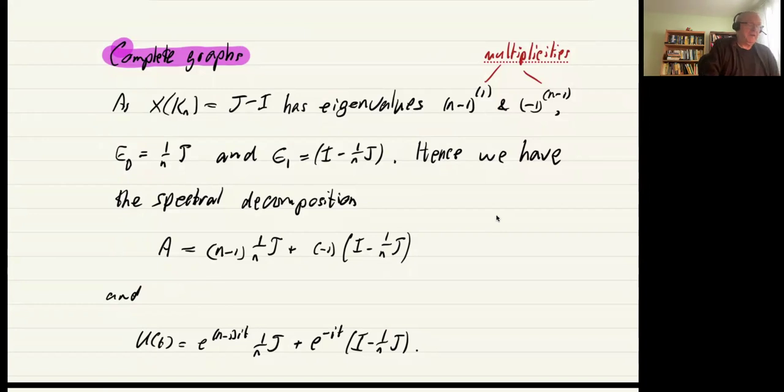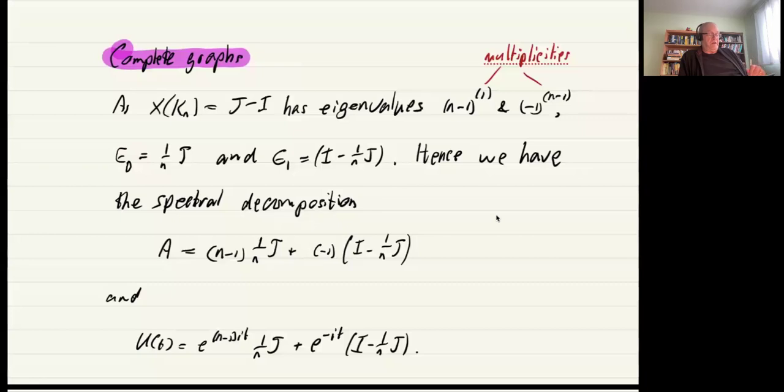Now, for the complete graphs, Kn, the adjacency matrix is the all-ones matrix J, take away the identity. The eigenvalues of J are n with multiplicity 1 and 0 with multiplicity n minus 1. And so the eigenvalues of this are n minus 1 with multiplicity 1 and minus 1 with multiplicity n minus 1. And this superscript in parentheses notation is what I sometimes use to denote multiplicities. Okay, so the all-ones vector is an eigenvector for the simple eigenvalue n minus 1.